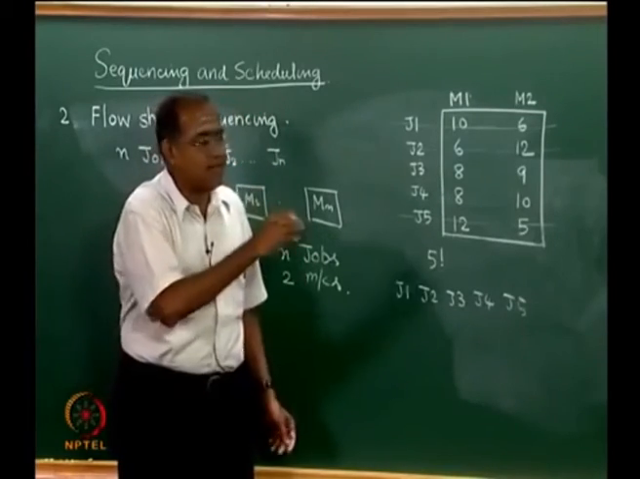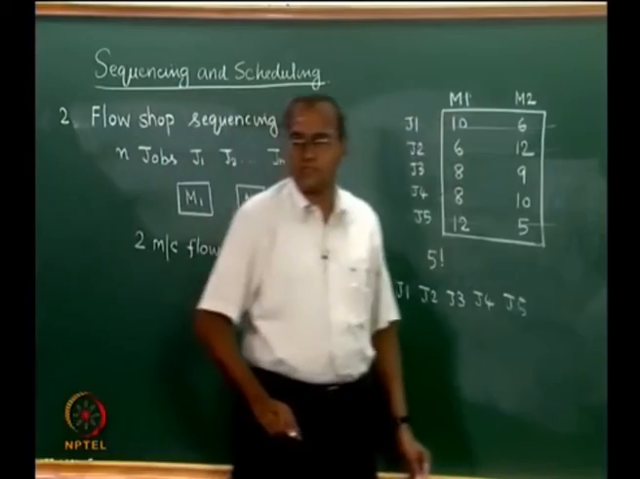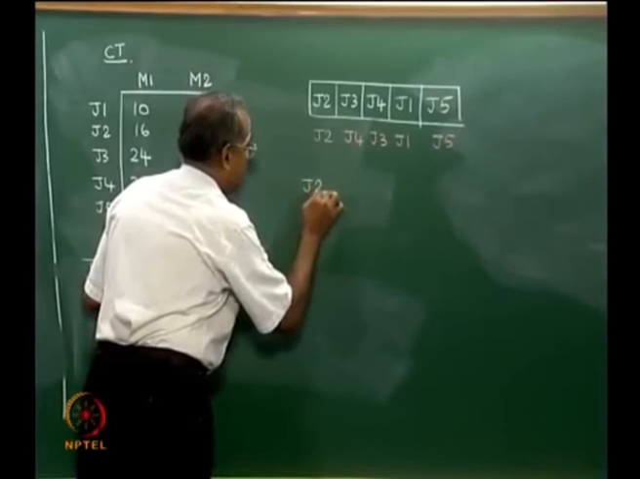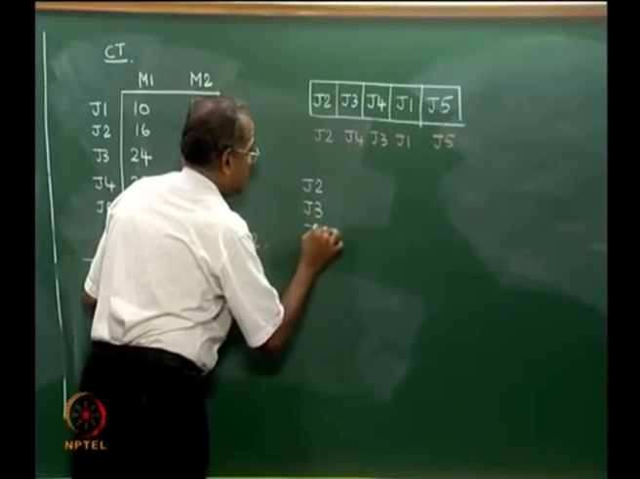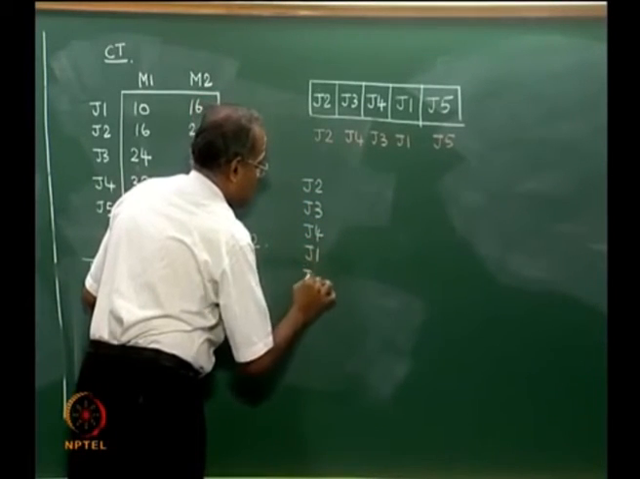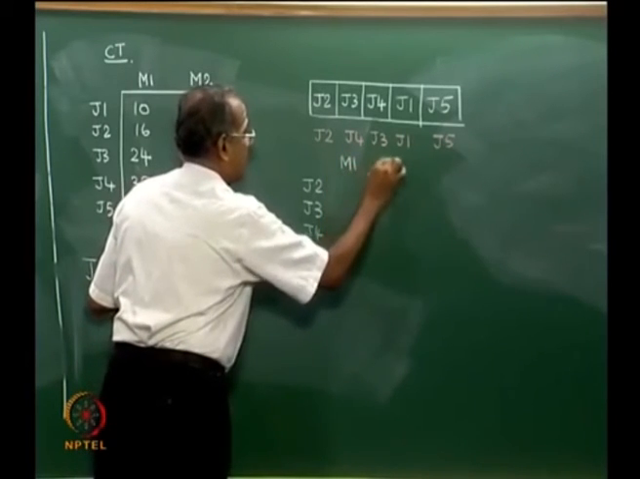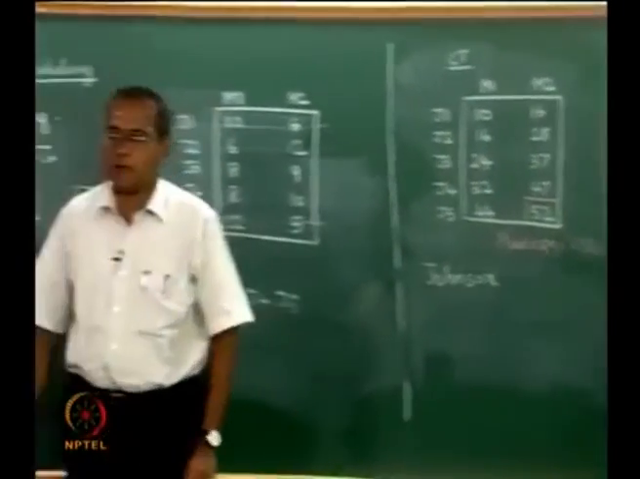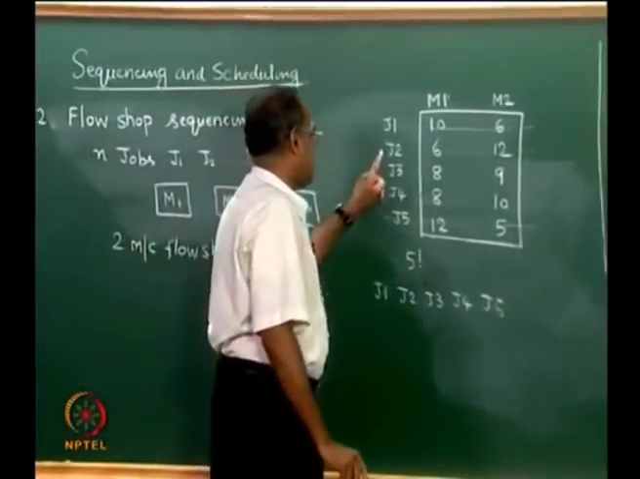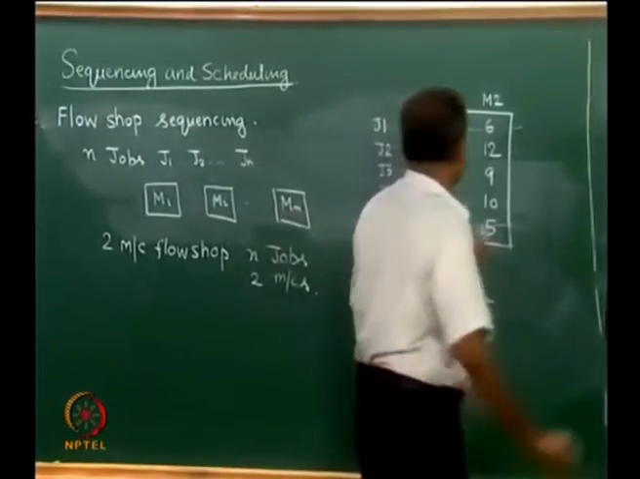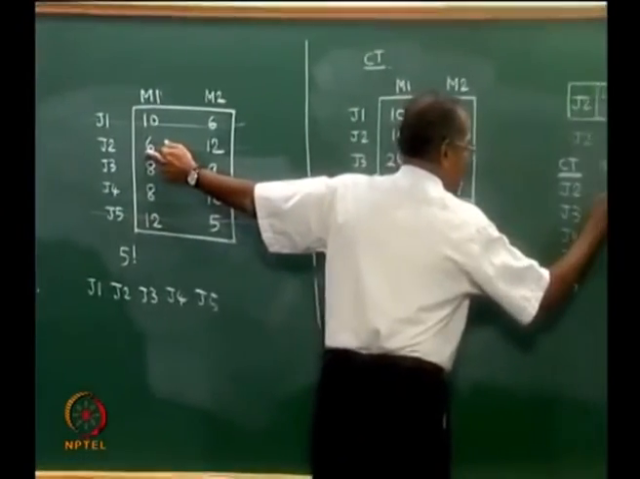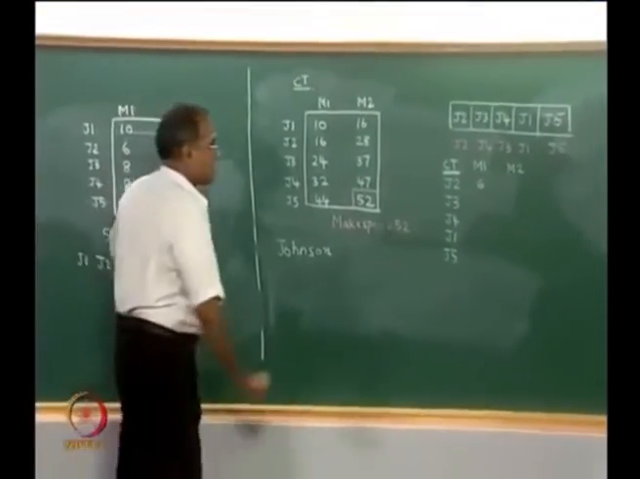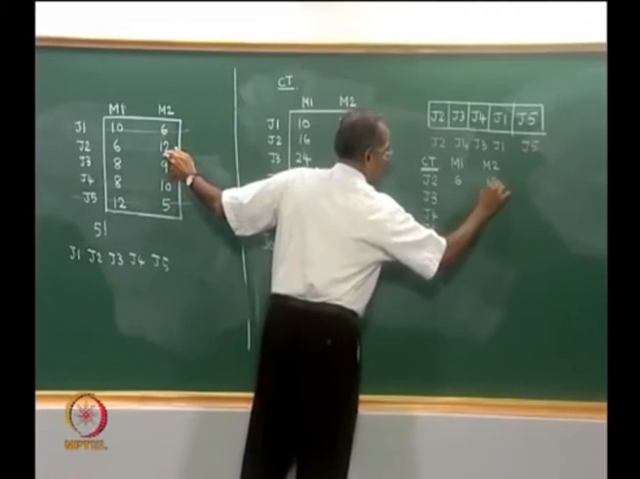Now let us try and evaluate the makespan for both the sequences. We will first do that for this sequence. So the sequence that we are taking is J2, J3, J4, J1 and J5, and completion times on M1 and M2. So J2 goes first, J2 starts at 0, finishes at 6. Now J2 goes to M2 at 6, takes another 12 units, so finishes at 18.